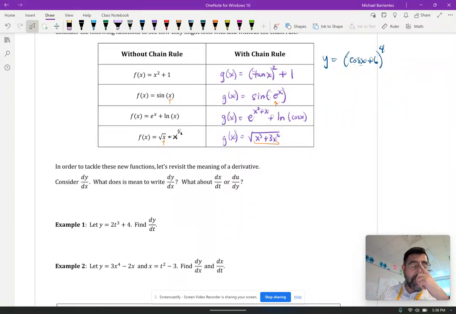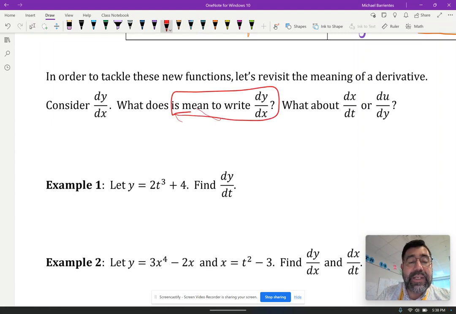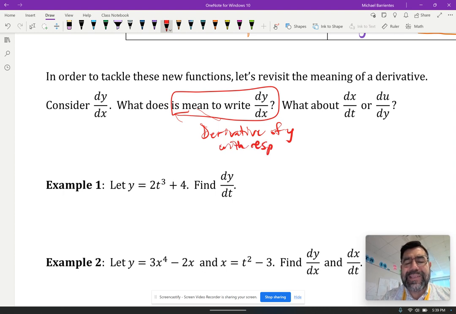In order to tackle these new functions, we do need to remember when we ask for dy dx, do you remember what it means to write dy dx? What does it mean to write this symbol? The symbol says we're finding the derivative of y with respect to x, meaning that I'm treating x as my variable and my whole formula is called y. So I'm taking the derivative of the y formula, the y equation, but that y equation is in terms of x.